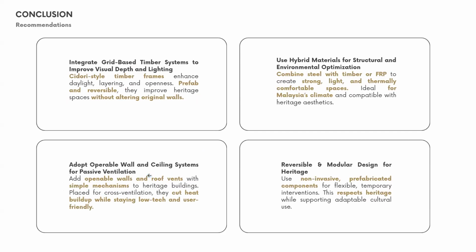Lastly, on recommendations. It is recommended to integrate a grid-based timber system to improve visual depth and lighting. These Sidori systems are prefab and reversible, so they do not alter the original walls. Next recommendation is using hybrid material for structural and environmental optimization. By combining steel with timber or FRP, it creates strong, light and thermally comfortable spaces, which is very ideal for Malaysia's climate. The third recommendation is to adopt operable wall and ceiling systems for passive ventilation, because these systems are simple and help to cut down heat buildup while using a low-tech and user-friendly system.